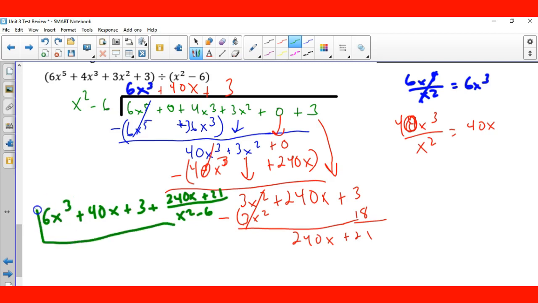I know it's a little different than what you guys are used to seeing, but that's the remainder. Alright, 240x plus 21 all over x squared minus 6.